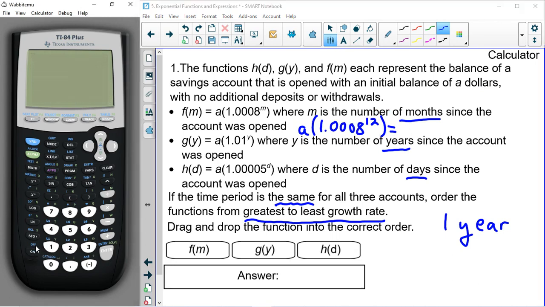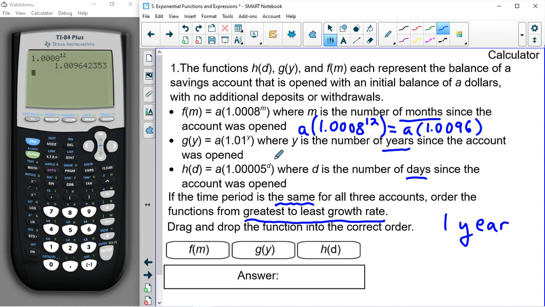Let's turn the calculator on. It's going to be 1.1230, 8 to the 12th. And that gives us a growth rate of, well, let's see, it's going to be a times 1.0096. We'll round it to 4 places.